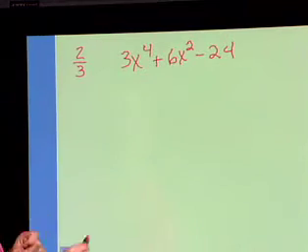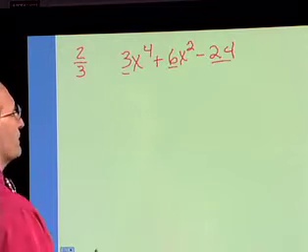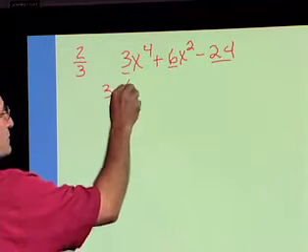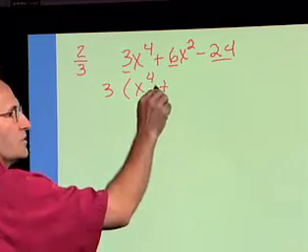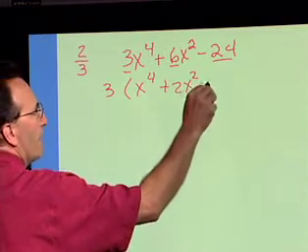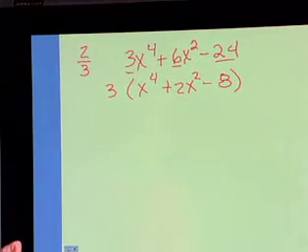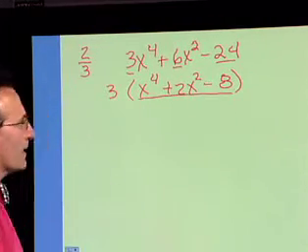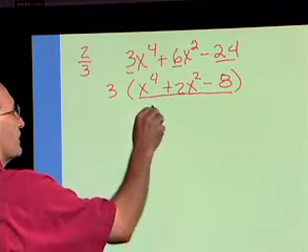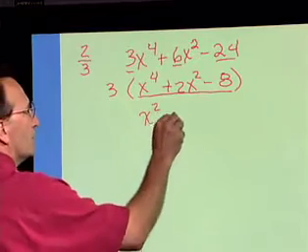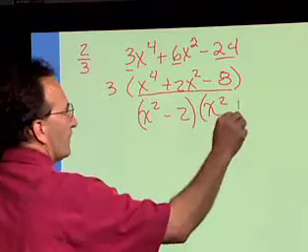And what I'm going to do, first of all, you should notice that there is a common factor of 3, which I'm going to factor out to the outside, and that's going to leave me x to the 4th plus 2x squared minus 8. And I'll come back to the 3 and the 2/3 in a moment, so let's continue dealing with this. When we factor this, because it does actually factor, we get x squared minus 2 times x squared plus 4.